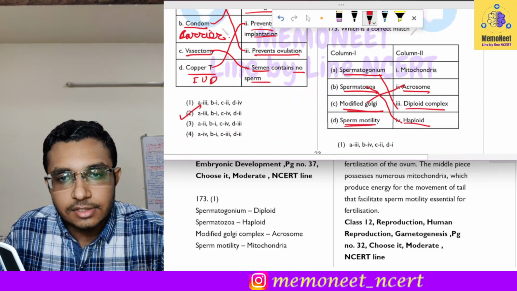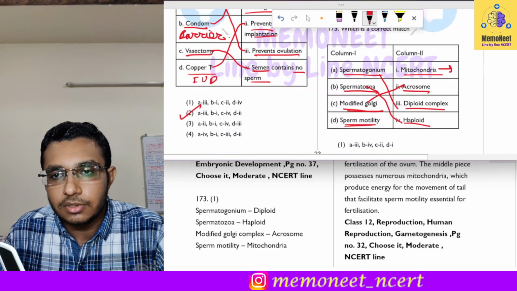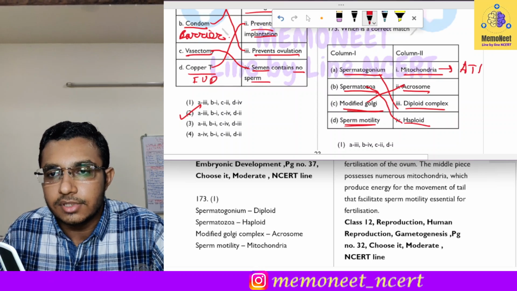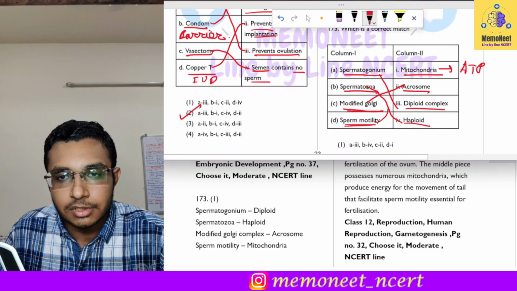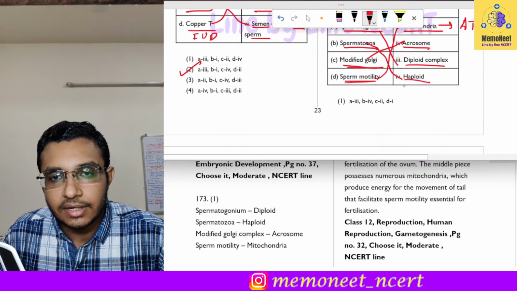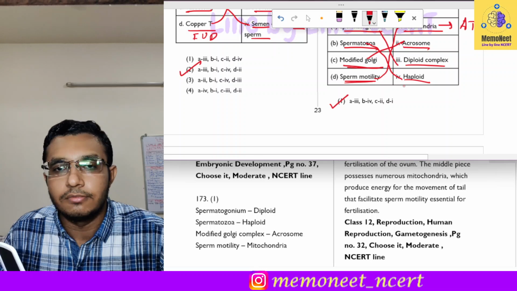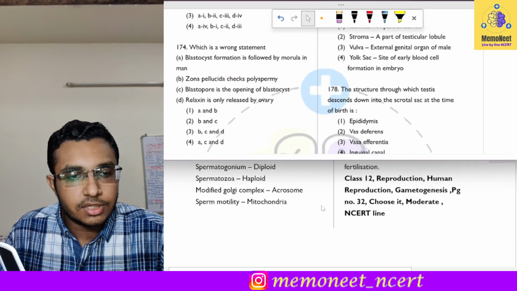And D is the sperm motility. So sperm motility is mainly provided by mitochondria, because mitochondria produces ATP, and ATP is responsible for the motility of the sperms. So D goes with 1. So the correct matching is seen in option 1. So the correct answer of this question is option 1. The next question is question number 174.